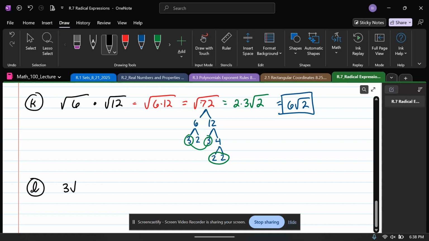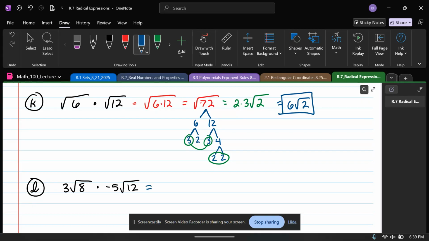Let's do one that's got some stuff on the outside. 3 radical 8 times negative 5 radical 12. So when I multiply that together, I'm going to multiply 3 times negative 5. And then on the radical, I'm going to multiply 8 times 12. So I'm writing an extra step there. You probably would never write this step down. But I'm writing that down so you know where the numbers are coming from. Okay, so on the front there, I've got a negative 15.